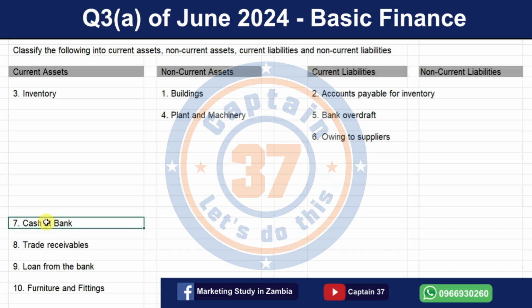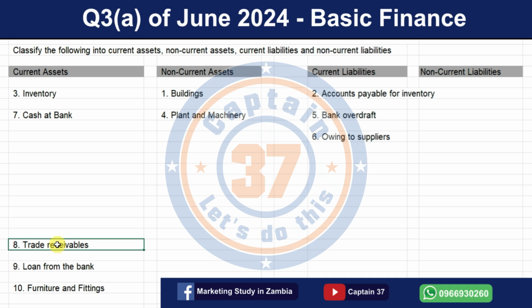Cash at bank. We have money in the bank. It's our money and we can use it anytime. It is a current asset. Trade receivables simply refers to money that is being owed to us for a service that we have already delivered. So we have already supplied whichever company with products and we are expecting payments. So this is also a current asset.